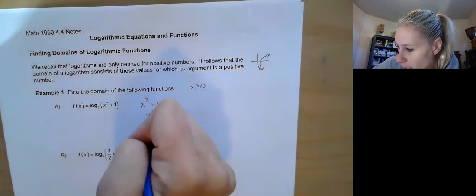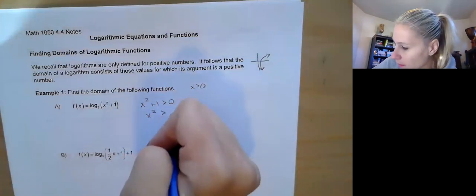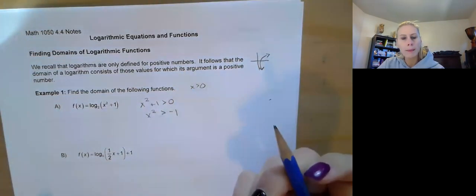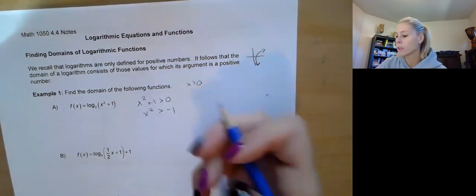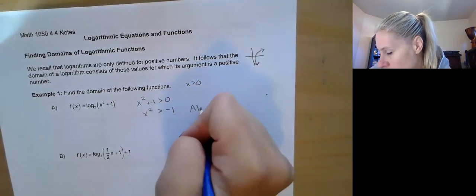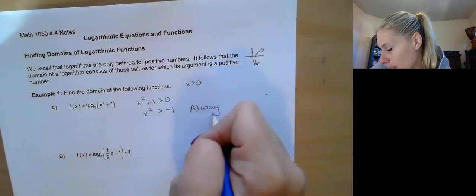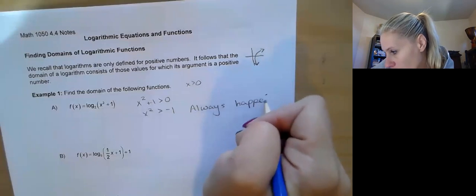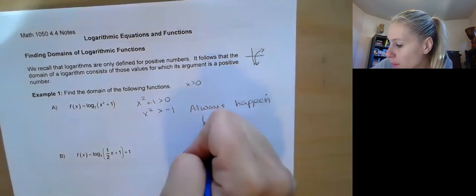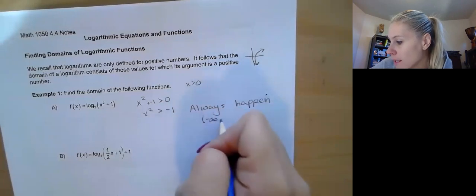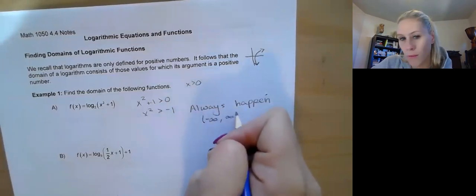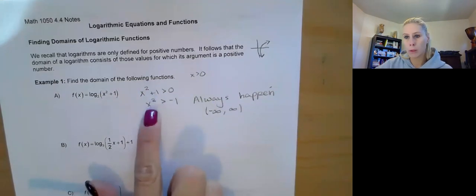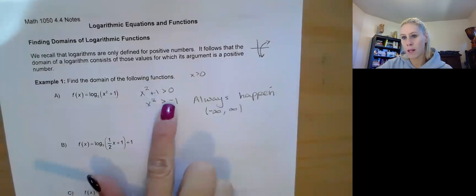So x squared is greater than -1. Well, x squared will always be a positive number, right? So this will always happen. With that, since it's always happening, the domain will of course be all real numbers, which we can put in interval form as negative infinity to infinity. Okay, just remember that happened because anything squared is always going to be greater than a negative number.